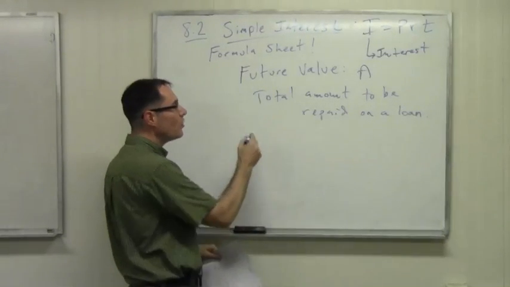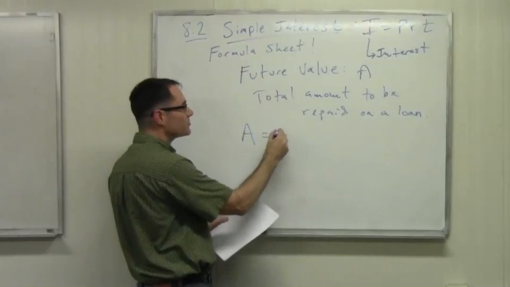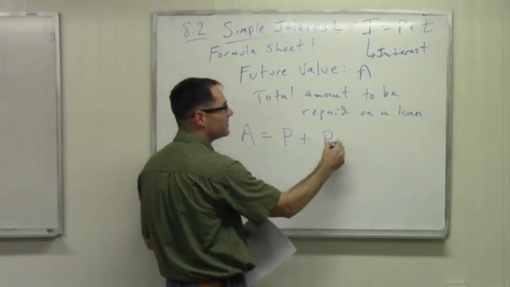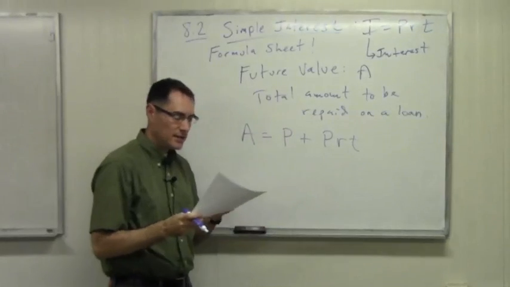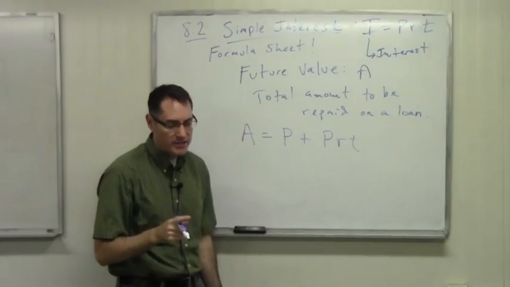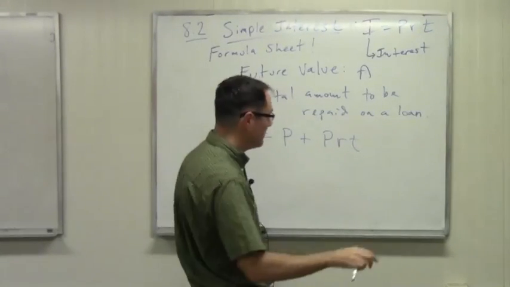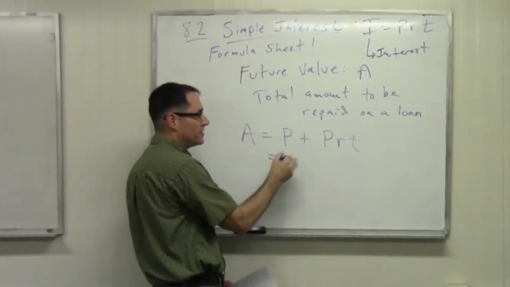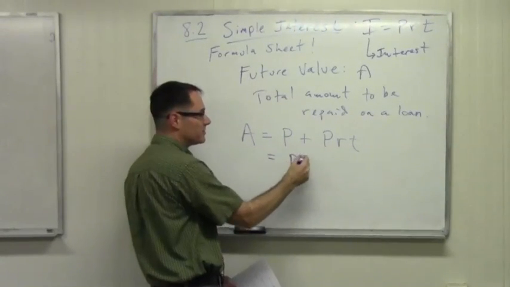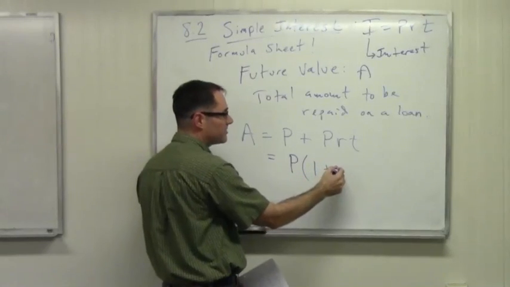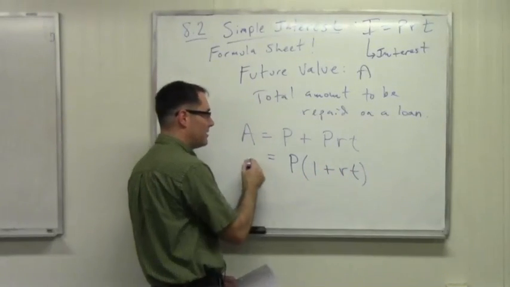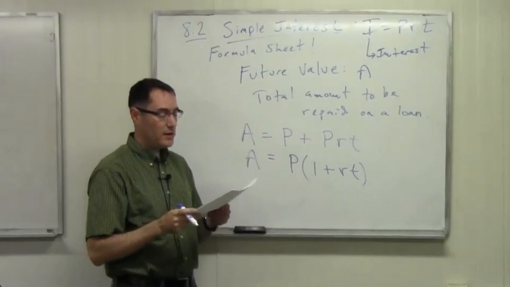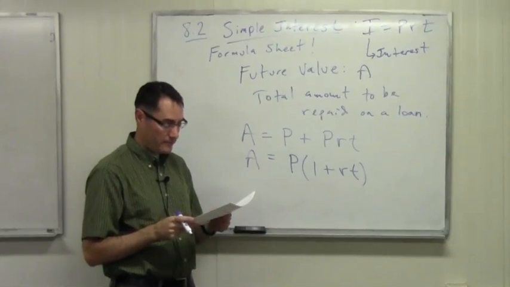So it's actually your principal plus the amount of interest, which we have as P times R times T. But that's not how you're going to see it on your formula sheet, because what you're going to do is factor out a P. You take a P out of both of those, and you make principal times 1 plus the rate times the time. And that gives you your future value.